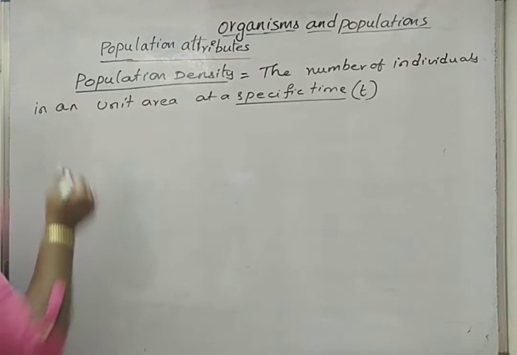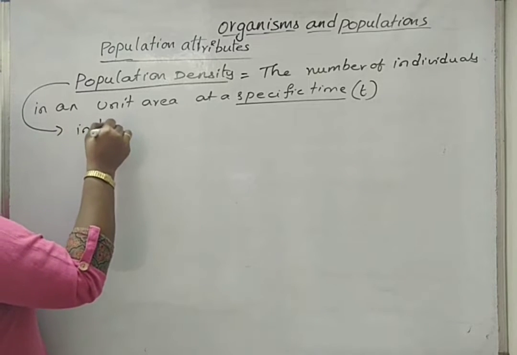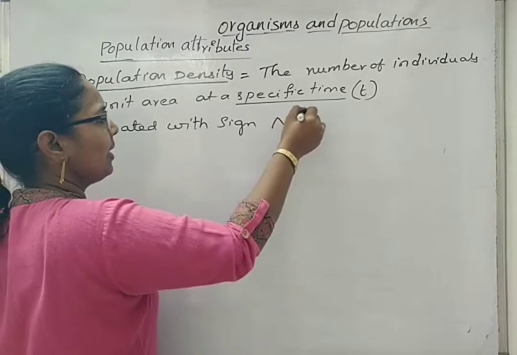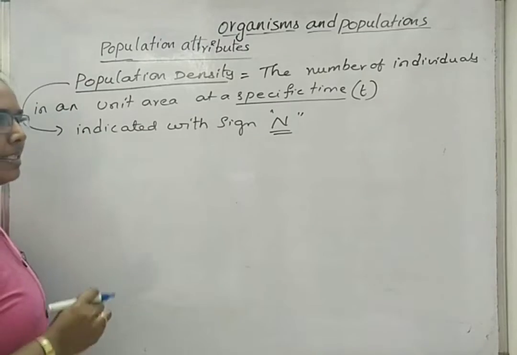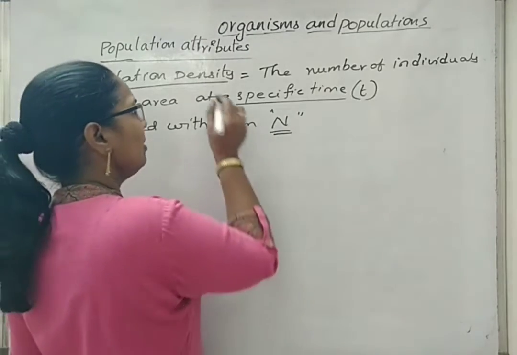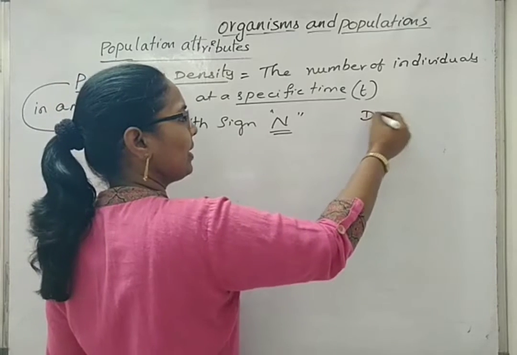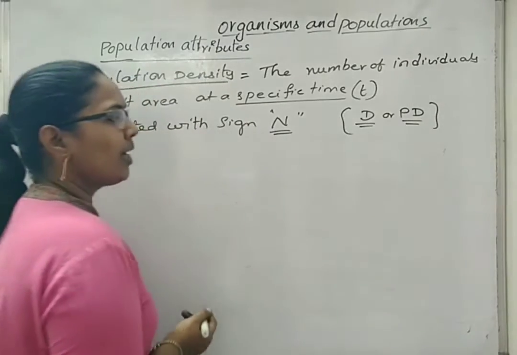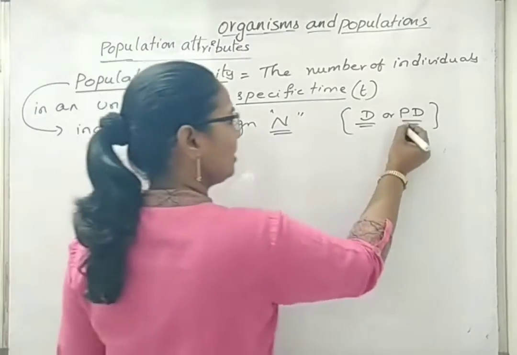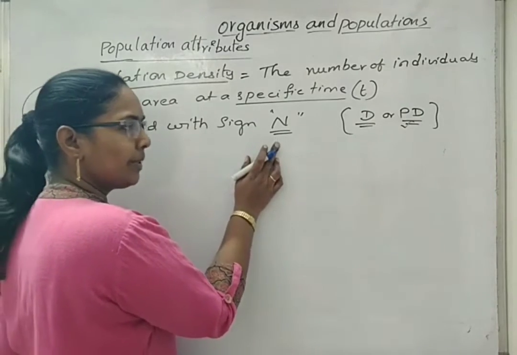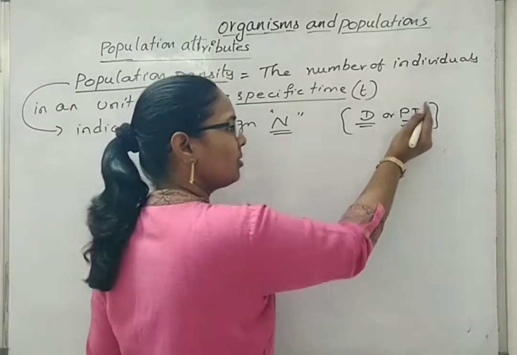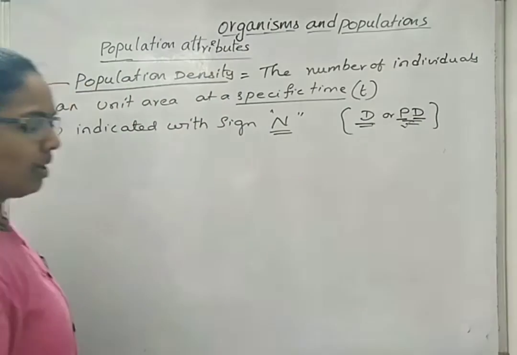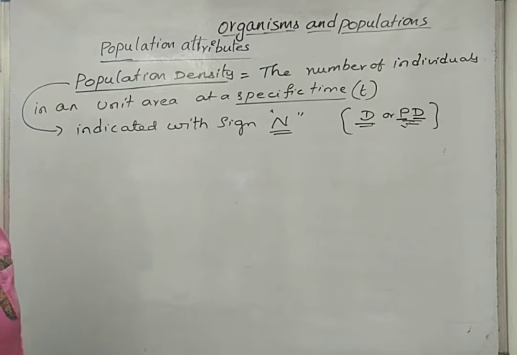So population density is indicated with the sign N, or capital N. In some practice questions, they use capital D or P and D for population density. So please try to understand the question, and if they have given it like this, don't think that the population density symbol is capital N and this is wrong. We can consider this one as population density or density of the population. So try to understand how the question is given and how the options are mentioned, and write the correct option there.